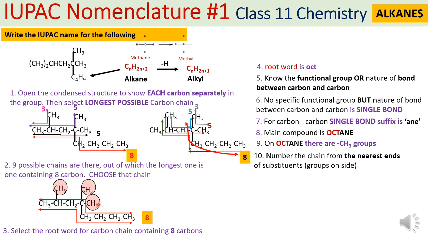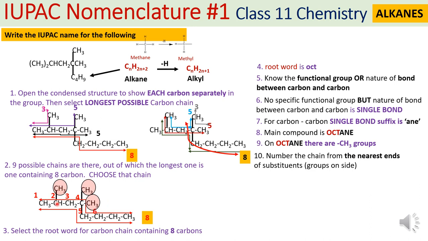So now we have to number the carbon chain from the nearest end of the substituent, that is the methyl group. Here, if I consider this which has more number of substituents, normally we give preference to the carbon which contains more number of substituents. If I take this 1, 2, 3, 4, 5, this becomes the 5th carbon. If I take this as the nearest end, 1, 2, this will be the 2nd carbon. So I number it like this.